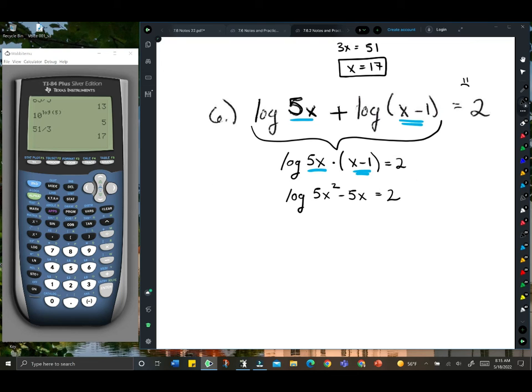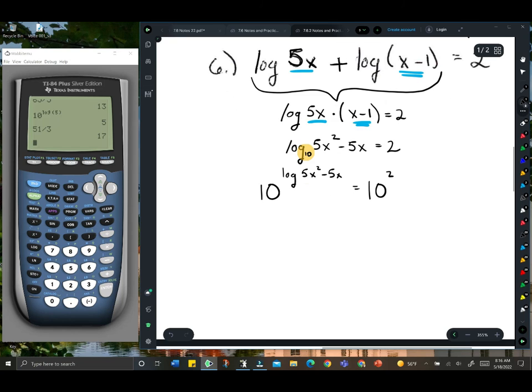And once you have one log, then we can use the base trick. Now remember, there is no base. If it's not there, there's always the imaginary base of 10. So we're going to use the base trick with 10. And remember on the other side, 2. And then our logs and bases cancel. Now we have to remember some other skills as well. So 5x squared minus 5x is equal to 10 squared, which is 100.